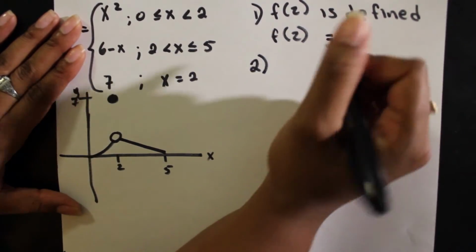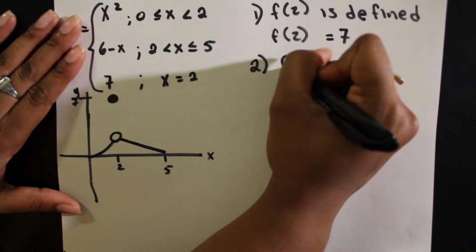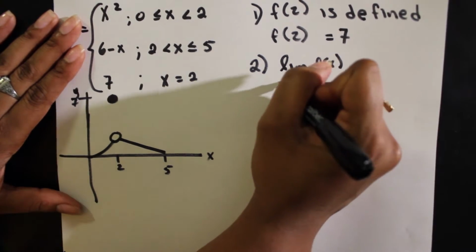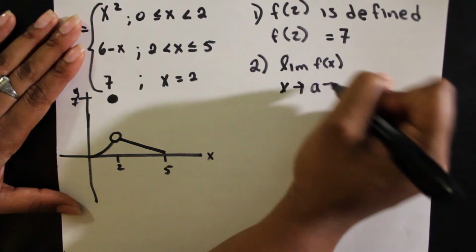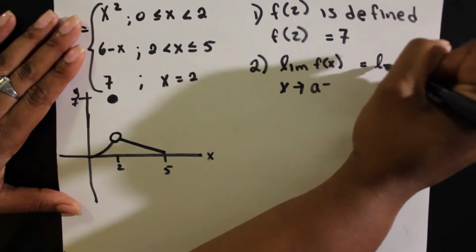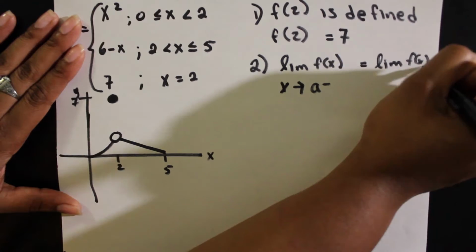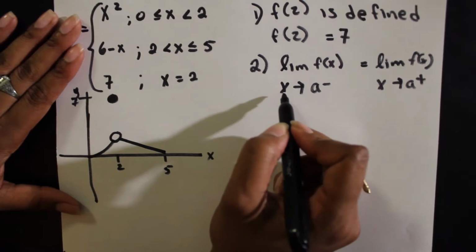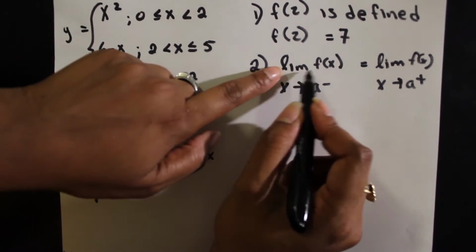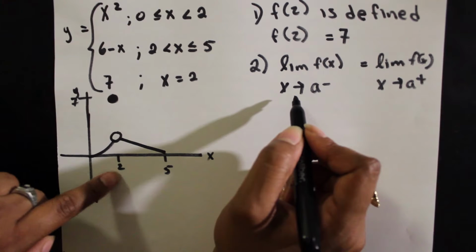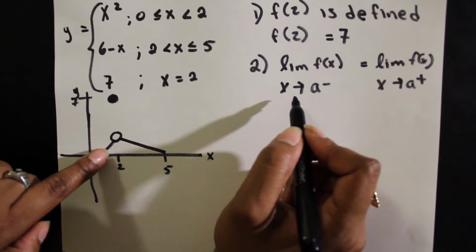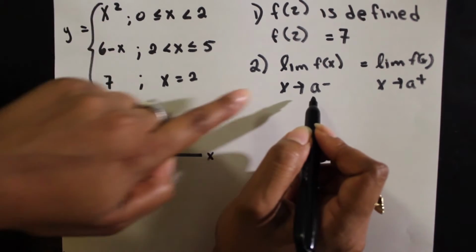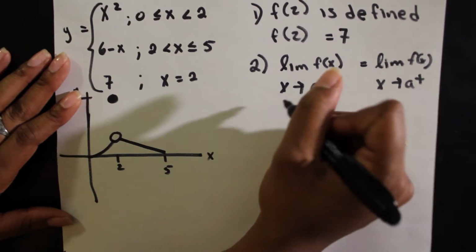Now, our second rule, we need to check if the limit of f of x exists by looking at x as it approaches a from the left-hand side and the limit of f of x as x approaches a from the right-hand side. Now, what does that mean? If we look at the limit as x approaches a, which is 2 from the left, so we're going from the left to the right, that is this function right here. So we plug in our a value, which is 2.